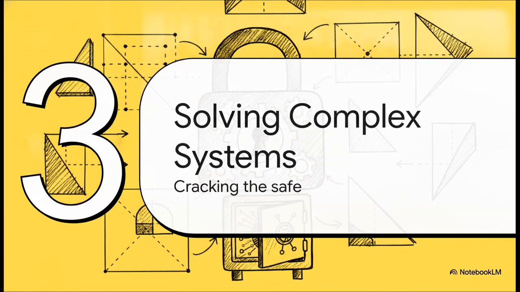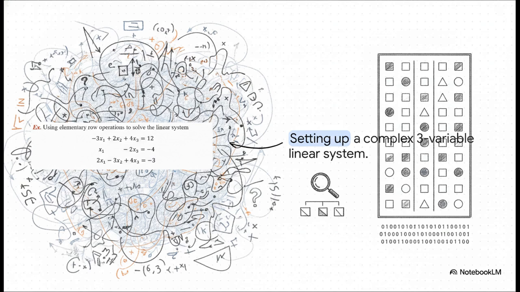Let's put this into practice in Section 3, solving complex systems, cracking the safe. We almost always start with a messy reality, right? 3 variables, 3 equations, x1, x2, x3. We've got negatives, positives, coefficients scattered everywhere. It looks totally daunting. But remember, we are not going to panic. We're just going to systematically follow our code-breaking steps. We drop those variables and translate this directly into our starting matrix.